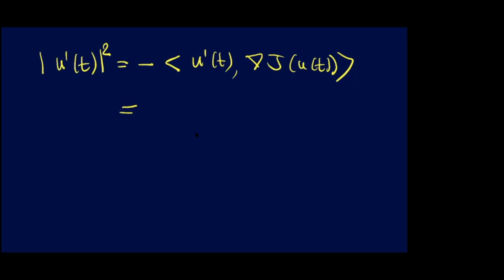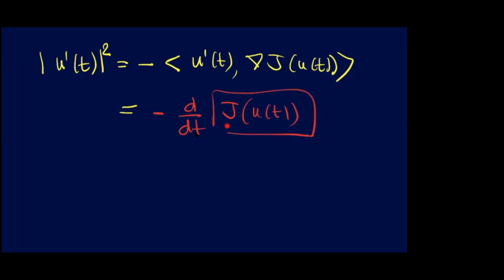Well, this is actually minus the time derivative of J(u(t)), right? Because if you apply the chain rule, the time derivative of J(u(t)) will be the gradient of J at u(t) multiplied by u'(t). So this means that for these gradient systems, the functional J is a Lyapunov function. Why? Because the derivative of J(u(t)) is minus |u'(t)|squared, right?